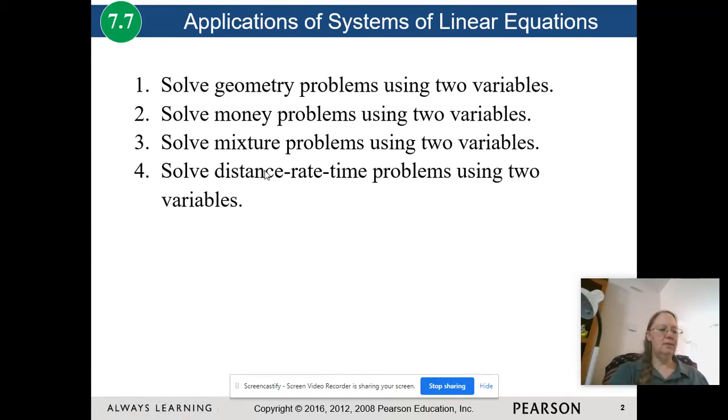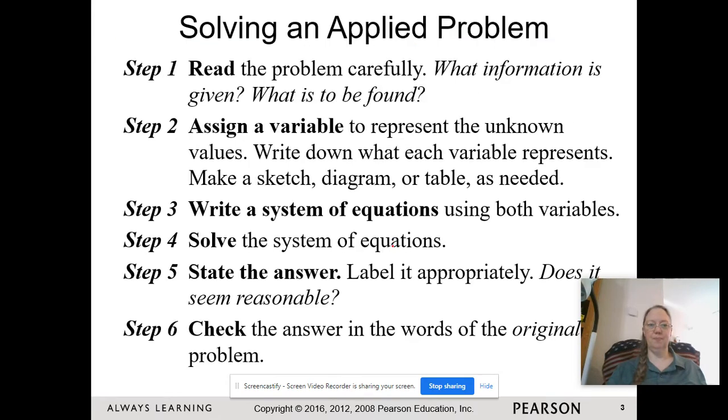All right. Section 7.7 is application problems, and I know that's everybody's favorite. So we are going to be doing the same applications problems that we did in chapter 2. But this time we're going to use two variables instead of one. And so when we have two variables, then we are going to do two equations, and we are going to use systems to solve.